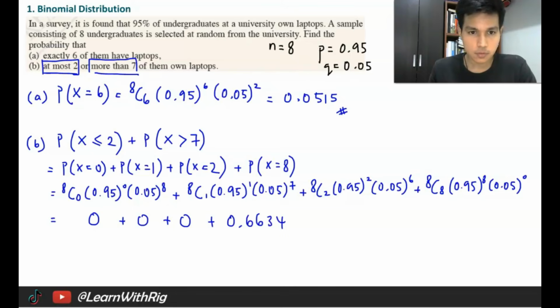0.6634. So your final answer is 0.6634. This is the probability that x is at most 2 or more than 7. Okay, so this is your answer.